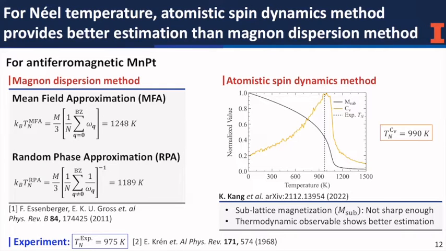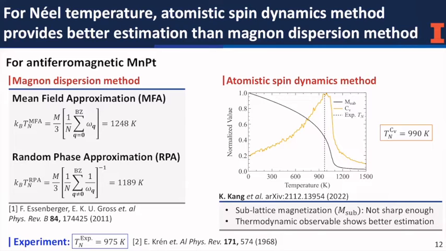The first method uses the magnon dispersion. By averaging the entire magnon dispersion energy states over the Brillouin zone with two different averaging approximations, we can estimate the Néel temperature roughly. For the antiferromagnetic manganese platinum, this magnon dispersion method somewhat overestimates the Néel temperature compared to the measured value, but it is still good enough to roughly estimate the Néel temperature of antiferromagnets.